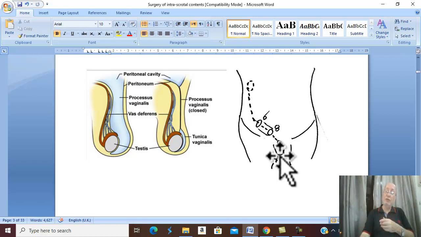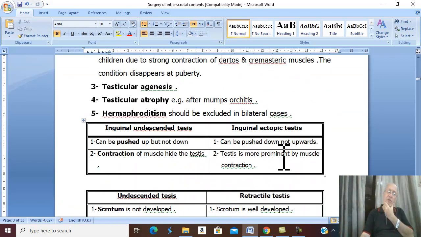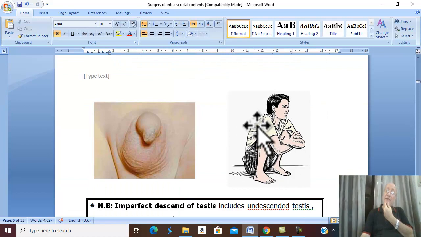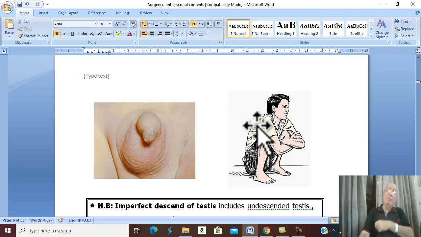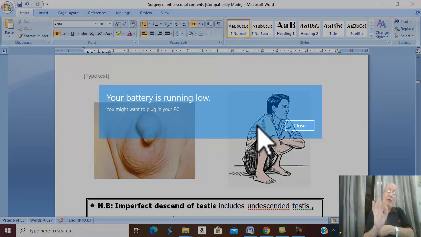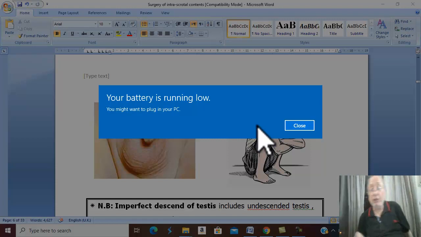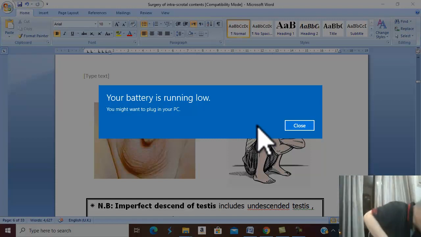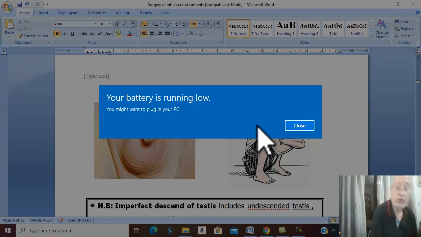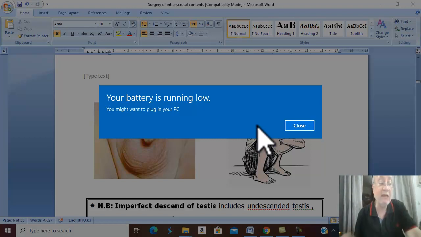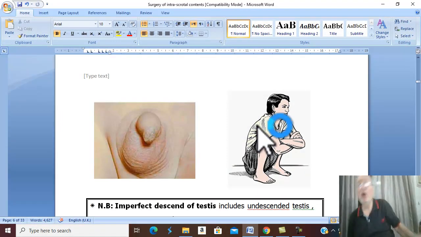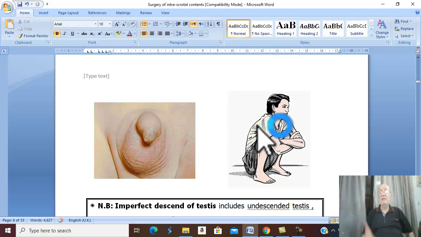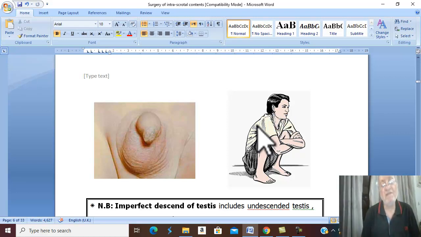And the squatting position. What is the squatting position? In this position there is increased intra-abdominal pressure. This position is called the squatting position, and in it there is increased intra-abdominal pressure. Increased intra-abdominal pressure will push the retractile testis into the bottom of the scrotum, while in undescended testis the squatting position has no effect.